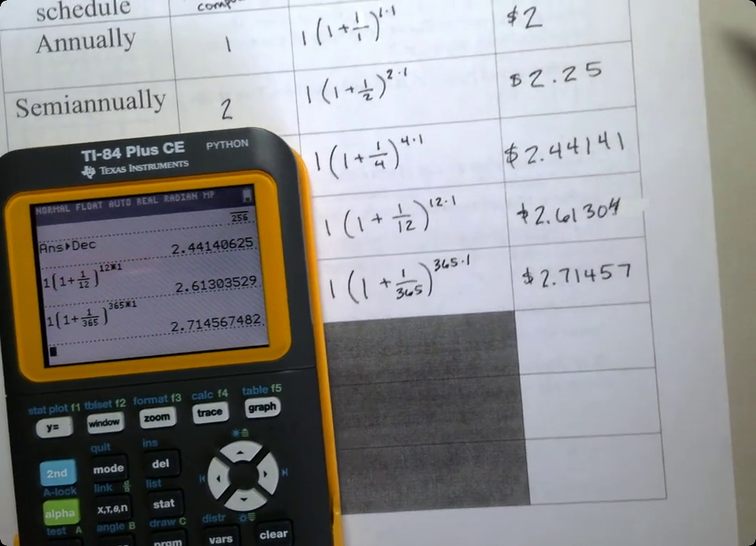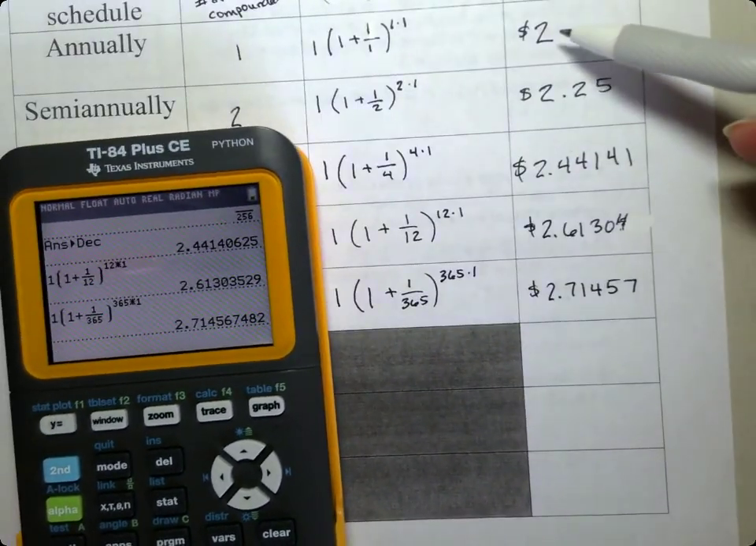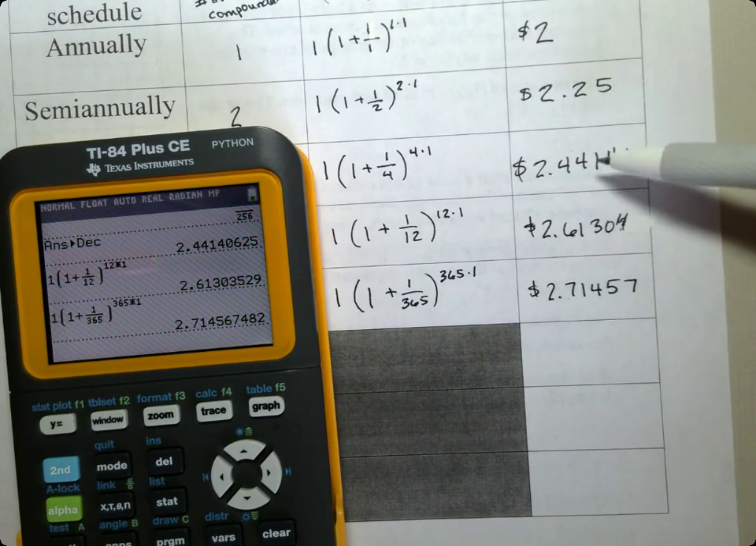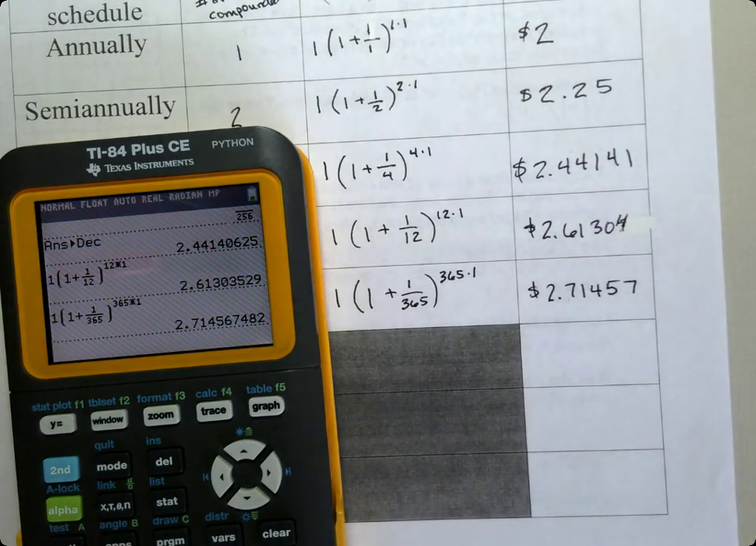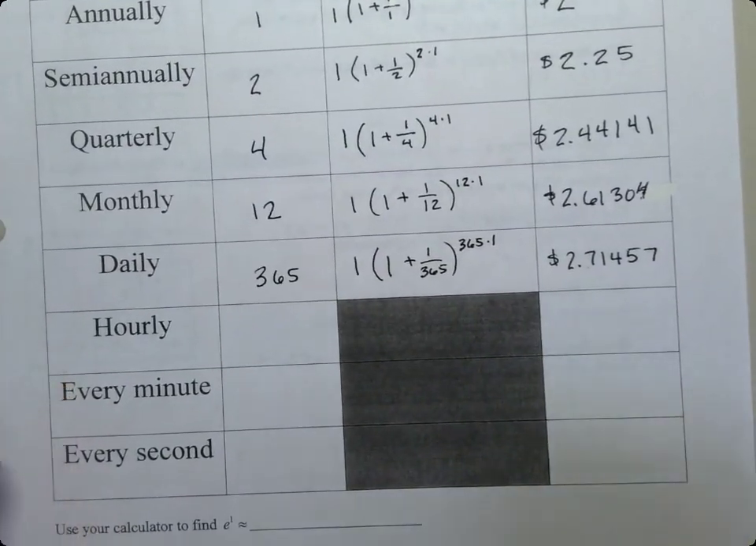So do you see how quickly your number jumped? I know it doesn't seem like it. It jumped by a quarter, then it jumped by less than 20 cents, and then it jumped by 15 cents, and then it jumped by 10 cents. Do you see how the jump is starting to slow down? Okay. How would you figure out how many hours are in a year?